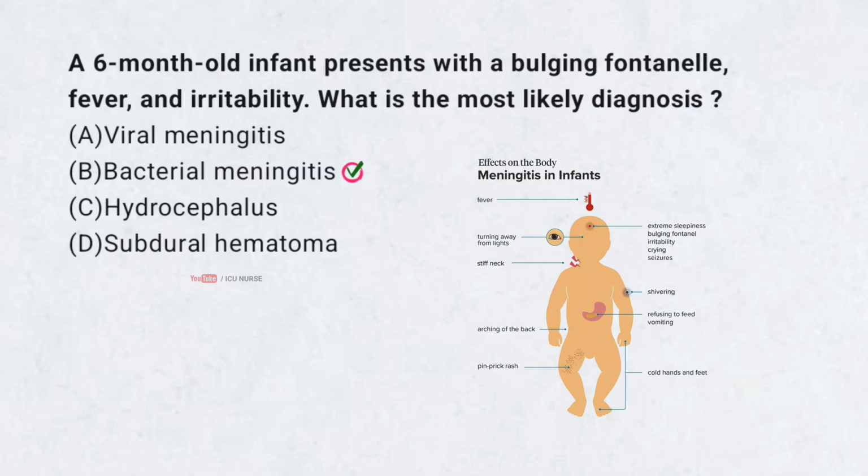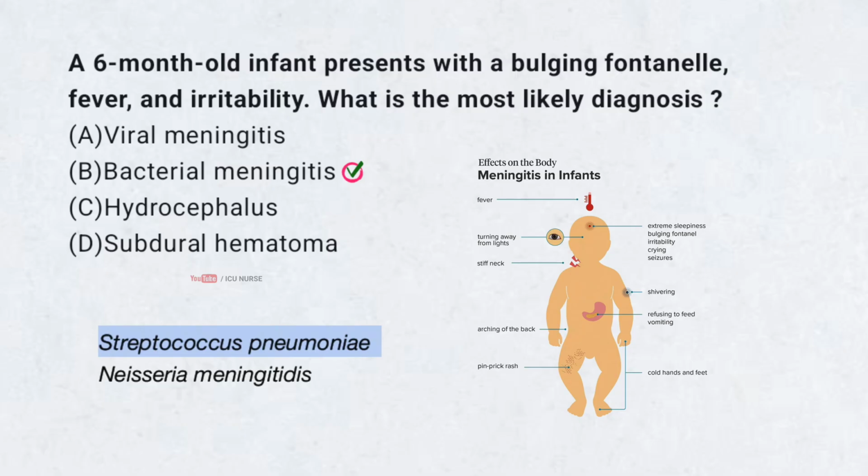Bacterial meningitis is also known as acute bacterial meningitis. In infants, it presents with fever, irritability, and a bulging fontanelle due to increased intracranial pressure. Common pathogens include Streptococcus pneumoniae and Neisseria meningitidis. It is a medical emergency requiring prompt antibiotic treatment.